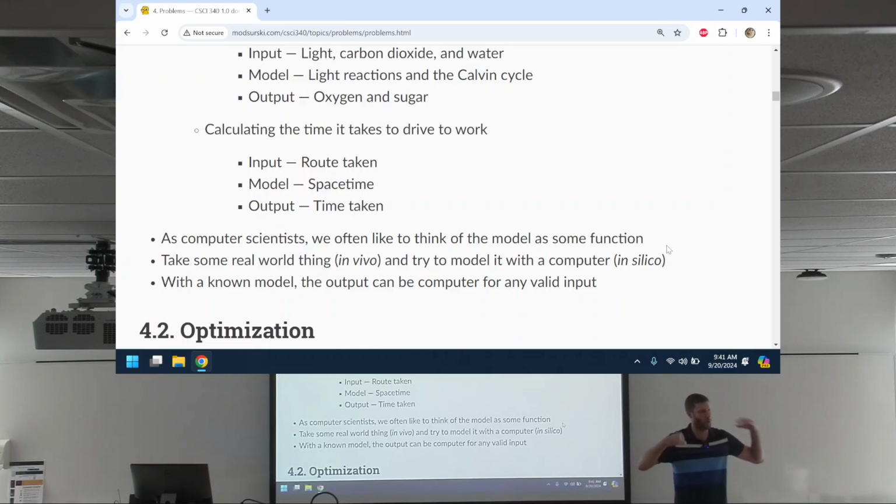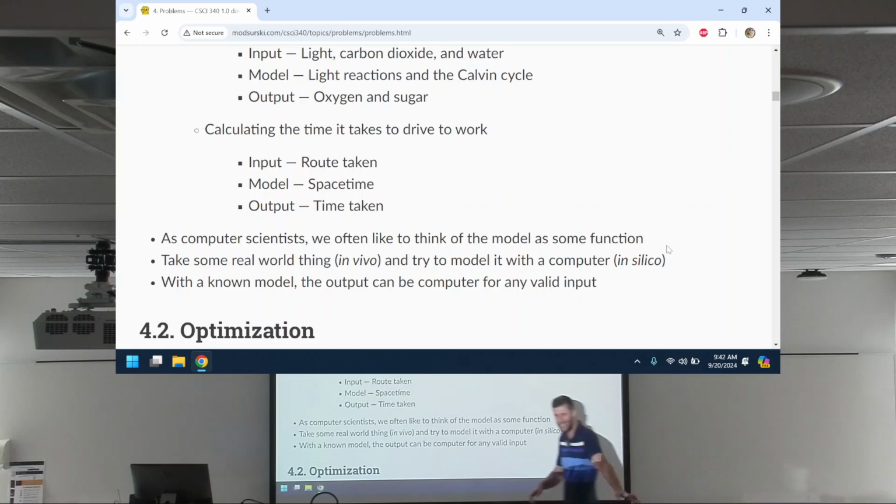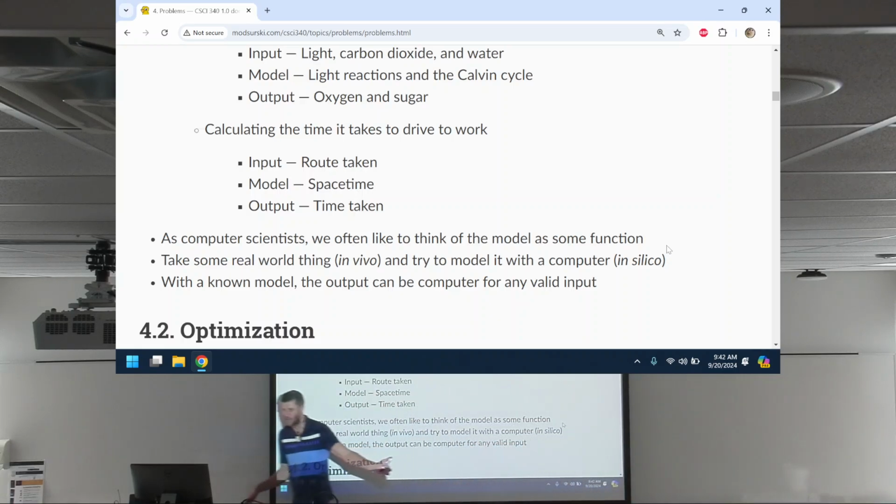All I want to do is make sure we're all on the same page before we continue. Any questions about any of this? Observations, thoughts, or anything?